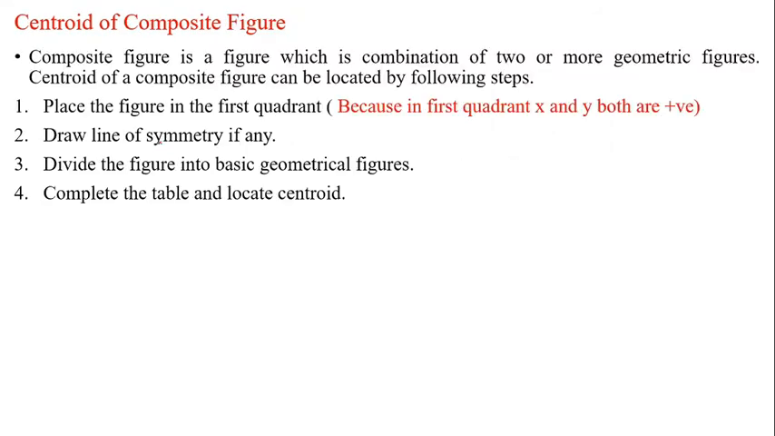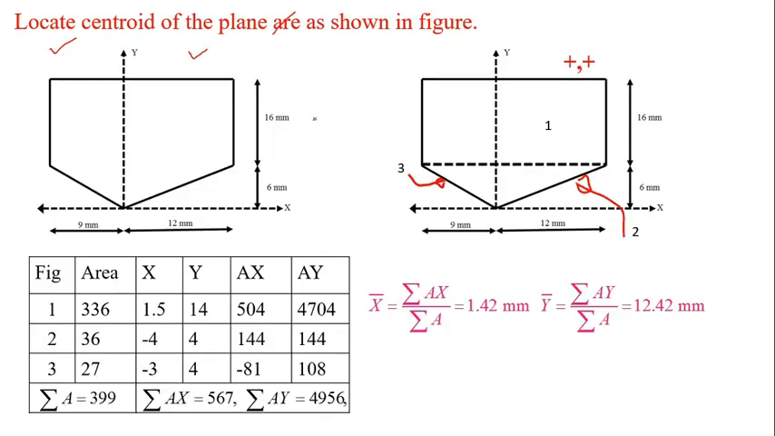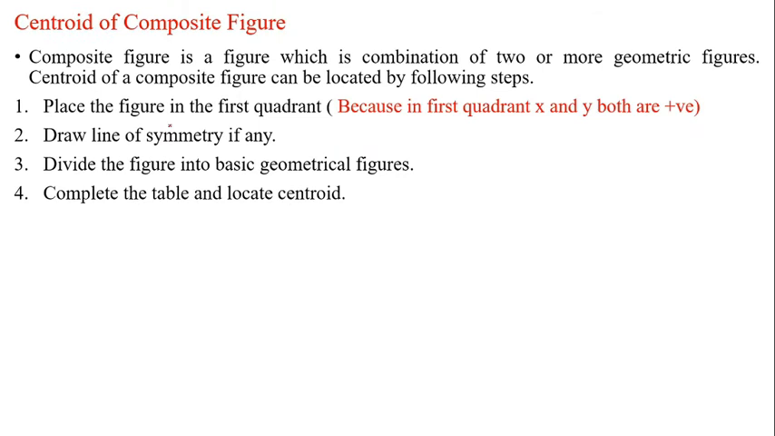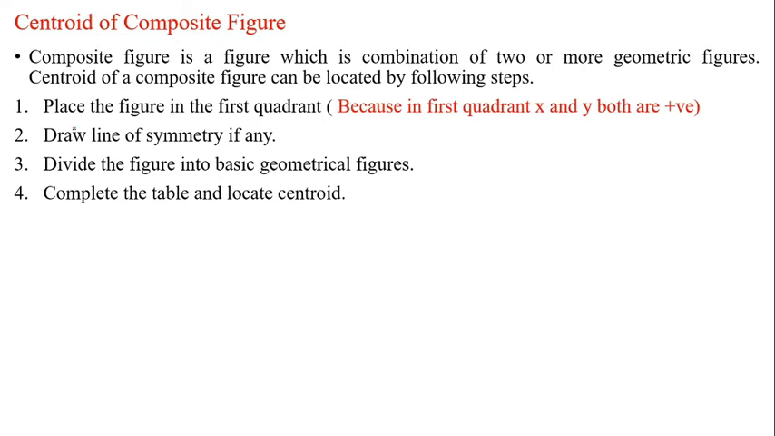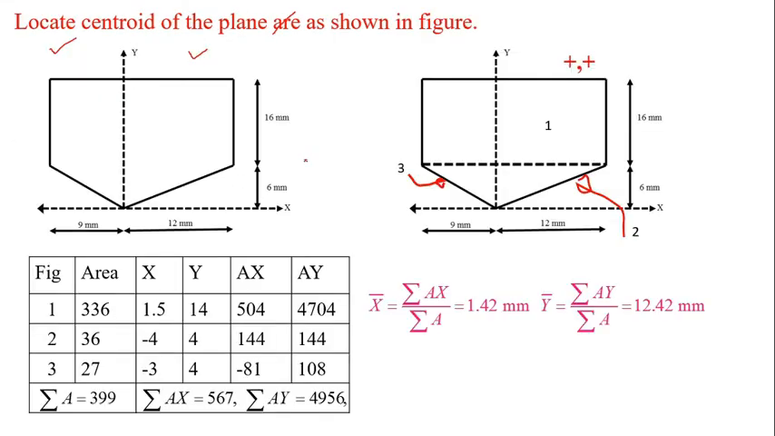Now we will follow the steps. First step is place the figure in the first quadrant. Now here it is not possible to place the figure in the first quadrant, it is already placed. So we are not supposed to change it. Okay. So let it be as it is. Then draw line of symmetry if any. Here we cannot draw line of symmetry for the figure. Okay. Because the figure totally is unsymmetrical. So second step cannot be used. Then divide the figure into basic geometrical figures. Yes, we can divide it into basic geometrical figures. So here one can divide it like this.